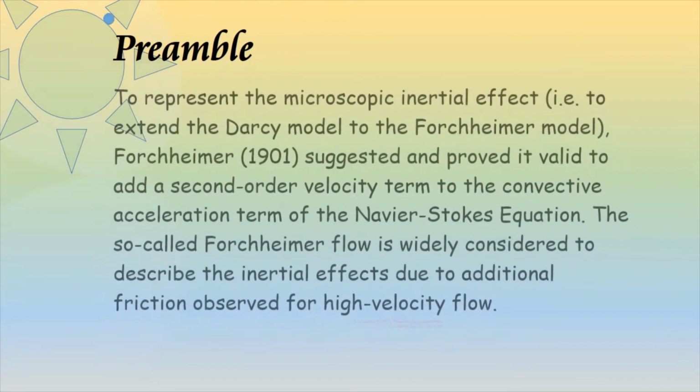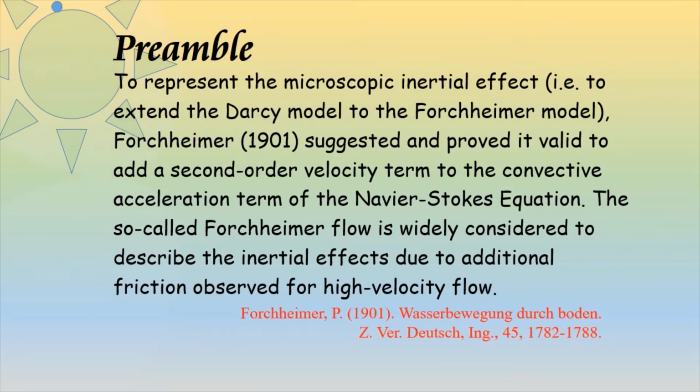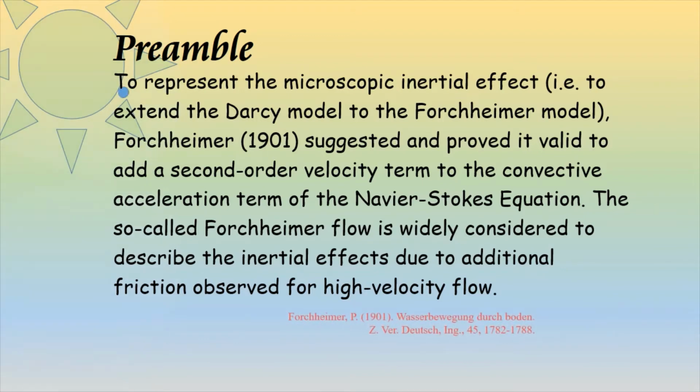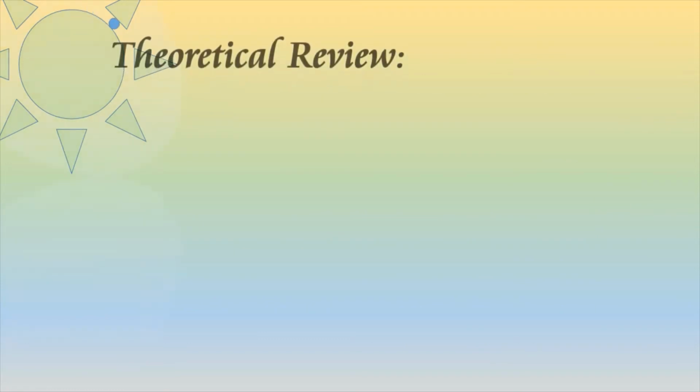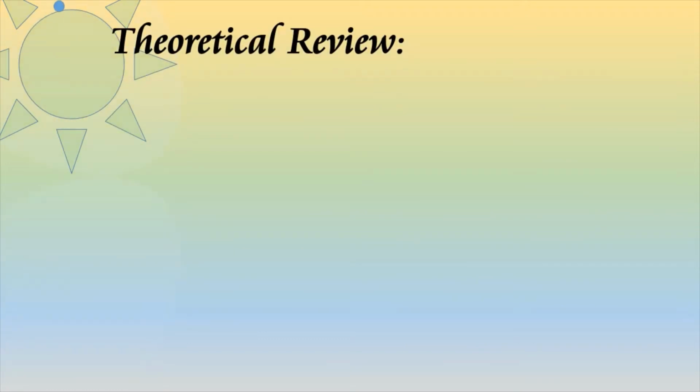To represent the microscopic inertial effect, that is to extend the Darcy model to the non-Darcy model, Forchheimer, 1901, suggested and proved it valid to add a second-order velocity term to the convective acceleration term of the Navier-Stokes equation. The so-called Forchheimer flow is widely considered to describe the inertial effects due to additional friction observed for high-velocity flow. Next, we shall now present the theoretical review.